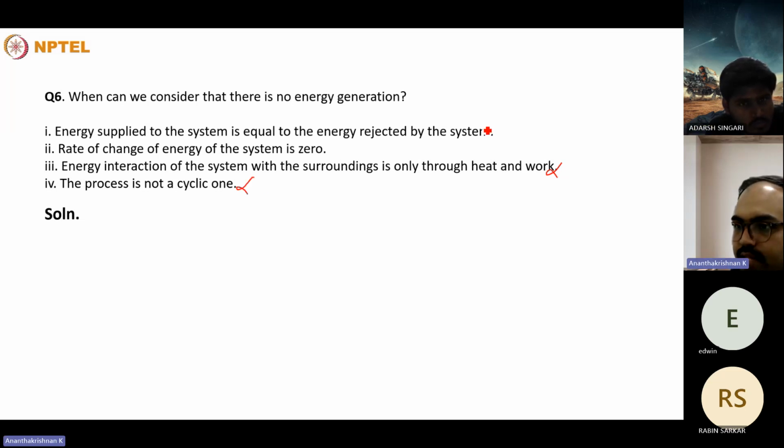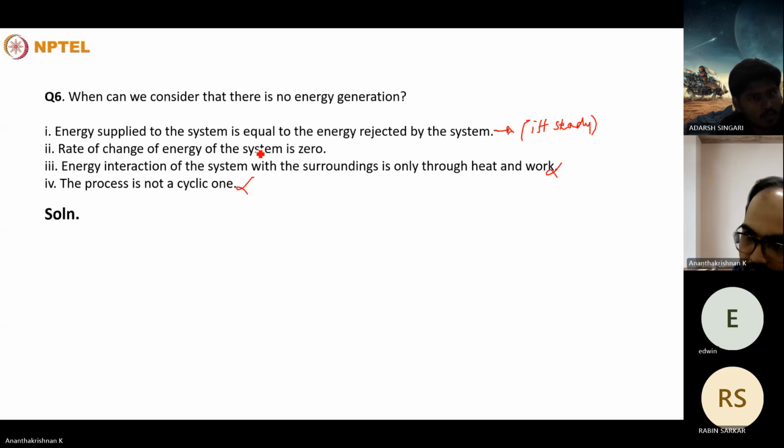Energy supplied to the system is equal to the energy rejected by the system. This can be considered if and only if the process is steady. Yeah, this process is steady. And rate of change of the energy of the system is 0. It doesn't say anything. Rate of change of energy is a transient component. If the transient component is 0, it doesn't say anything about the energy generation. So this is also wrong. So basically, all the 4 options that are given are kind of wrong.